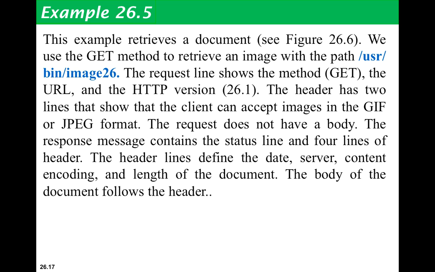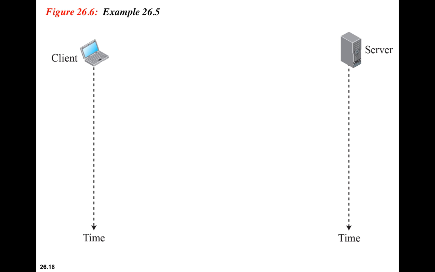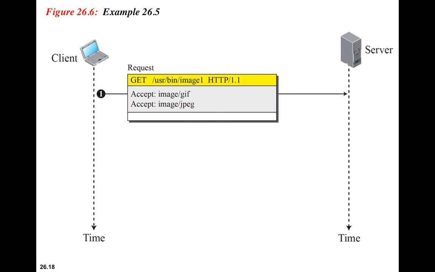Now we are looking at an example of how we retrieve a document using the GET method. In this case, the client first sends a request to the server saying get /user/bin/image1. So the client is requesting the URL, which is an image, using protocol HTTP version 1.1. And the client specifies that I can accept a GIF or a JPEG type of image.